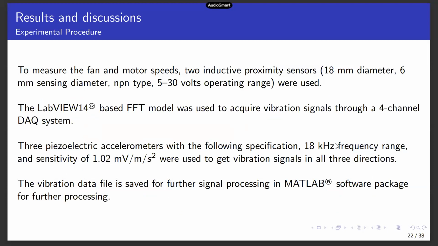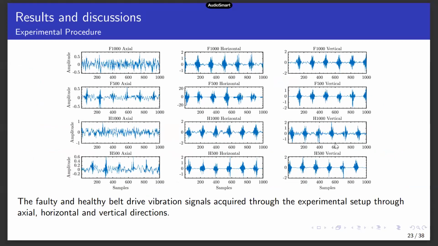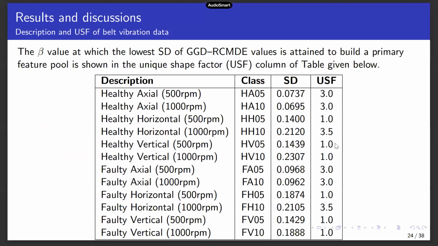To measure the fan motor vibrations, we used an accelerometer, which has a sensitivity of 1.02 millivolts per meter per second squared, with a frequency range of 18 kilohertz. Further, the vibration signals were acquired through LabVIEW software. These are the experimental procedures, and the signals shown in the figure, the faulty and healthy belt drive signals, were acquired from the experimental setup for three directions: axial, horizontal, and vertical.